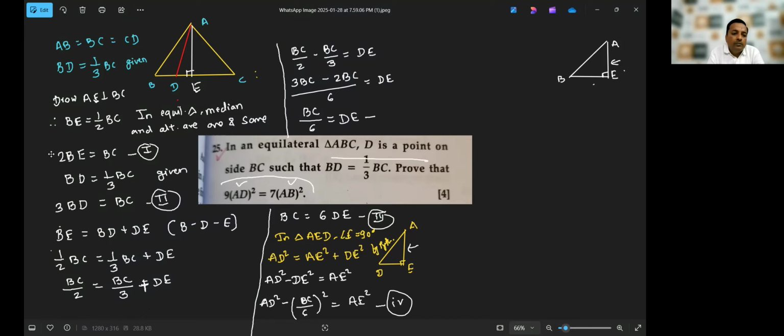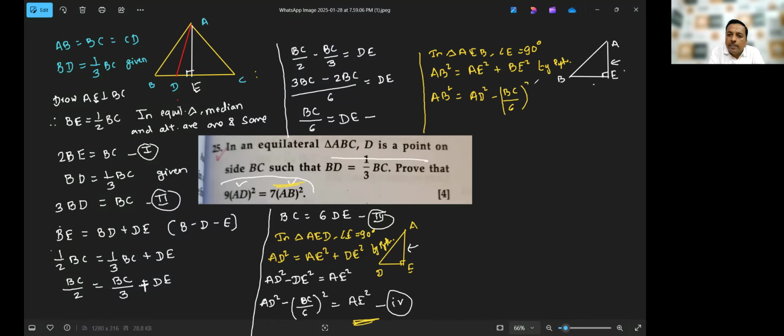Okay now, we'll do here in triangle AEB, angle E is equal to 90 degree. Again this is AB square is equal to AE square plus BE square, again by Pythagoras theorem. Now we need AB, here we keep AB as AB. The value of AE we just saw in the fourth, what was it? AD square minus BC upon 6 whole bracket square, plus you have BE.